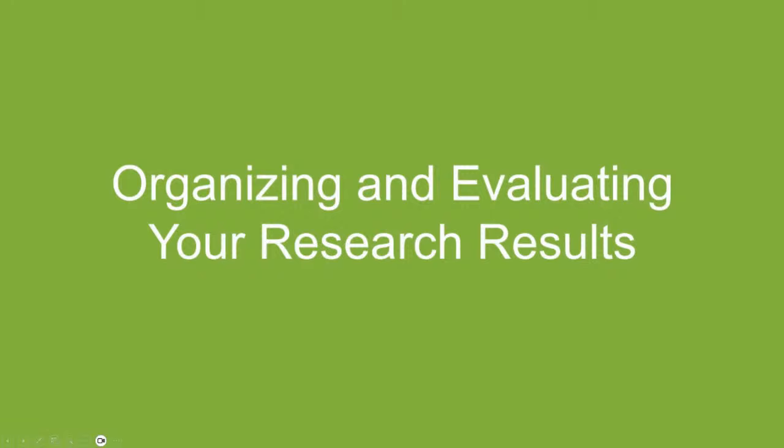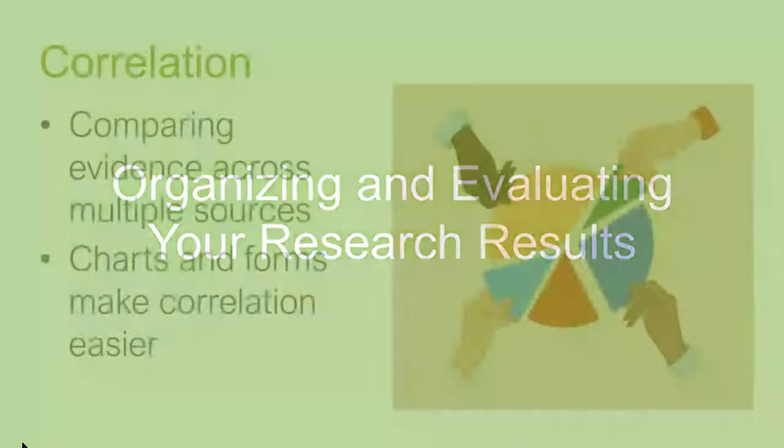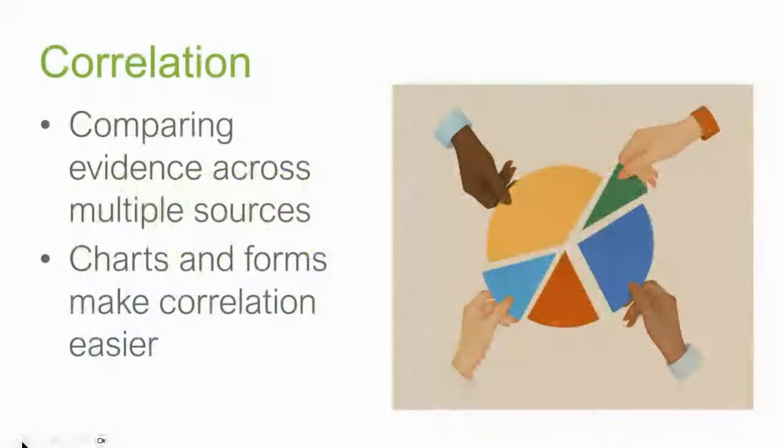Once you have located historical records that contain information about your family members, what do you do with it? Well, it's very important that you organize and evaluate it. Genealogists need to correlate or compare every piece of evidence they find with evidence in other sources. Charts and forms can make correlation much easier because you can see a lot of information at a glance.